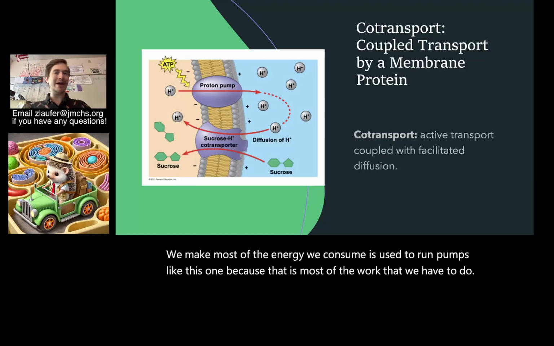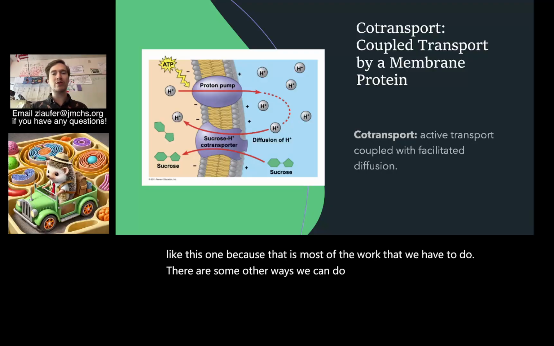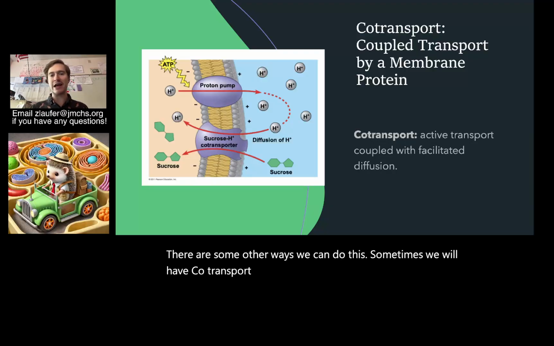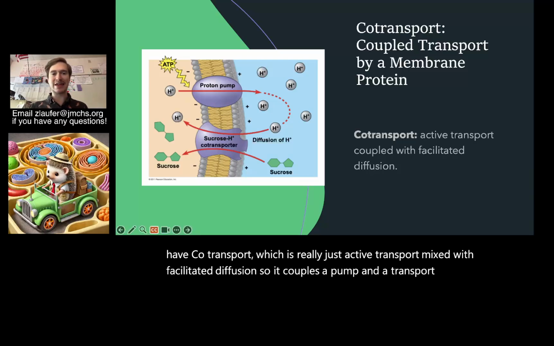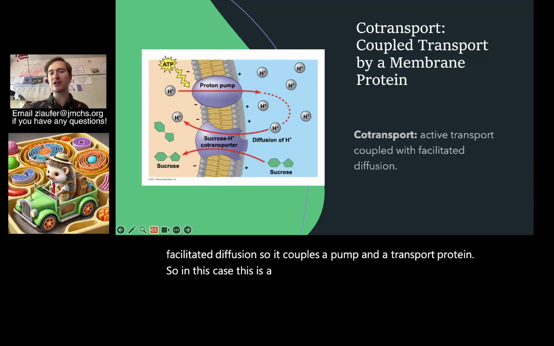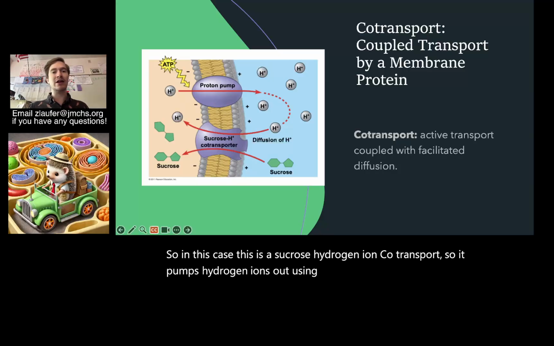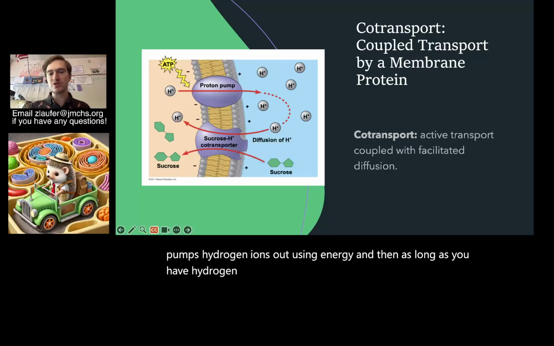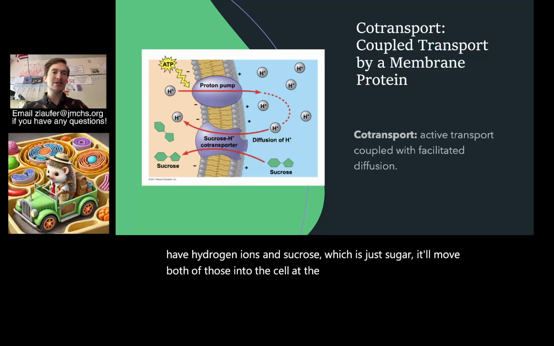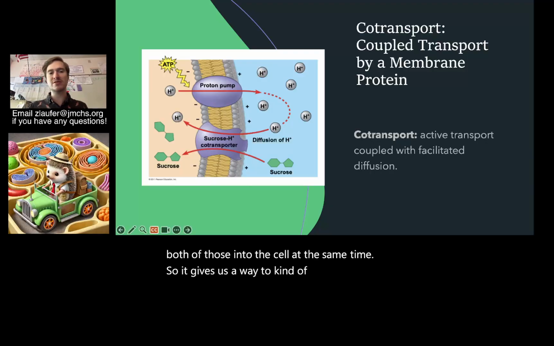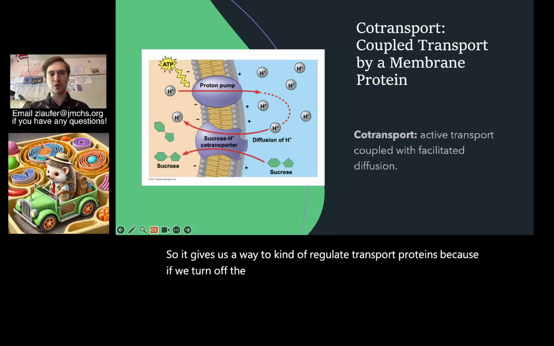There are some other ways we can do this. Sometimes we will have co-transport, which is really just active transport mixed with facilitated diffusion. So it couples a pump and a transport protein. In this case, this is a sucrose-hydrogen ion co-transport. It pumps hydrogen ions out using energy, and then as long as you have hydrogen ions and sucrose, which is just sugar, it'll move both of those into the cell at the same time. So it gives us a way to regulate transport proteins, because if we turn off the pump, then the co-transporter turns off as well.